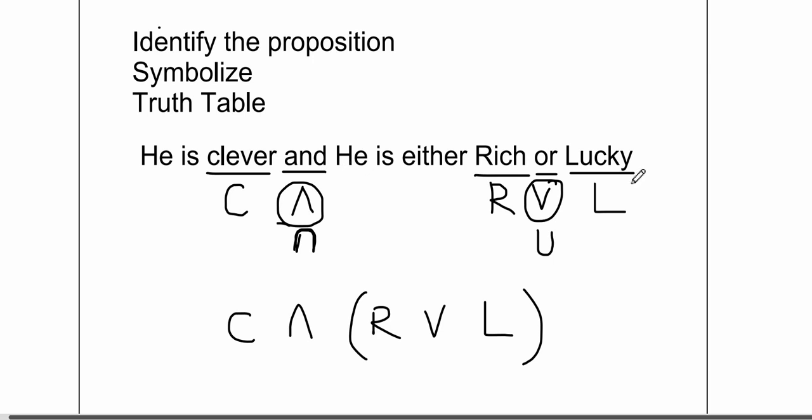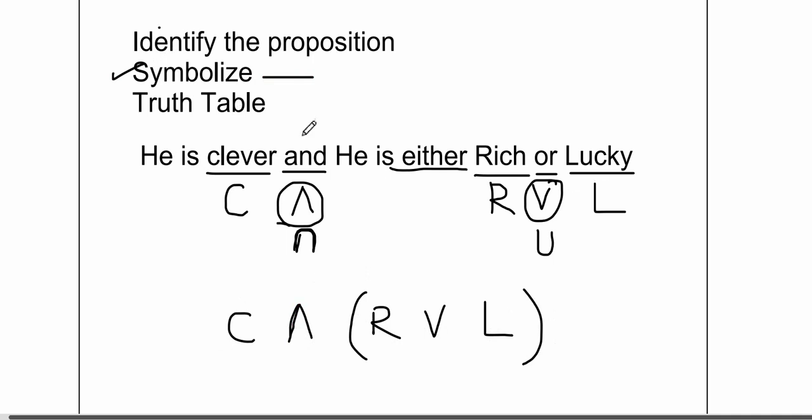He is either rich or lucky. He is clever and he is either rich, because the word either has come, therefore the bracket has to come. This is how you read it: he is clever and he is either rich or lucky. So this is our symbolizing, that is, we have covered the symbolizing part. It's a very simple symbolizing part.